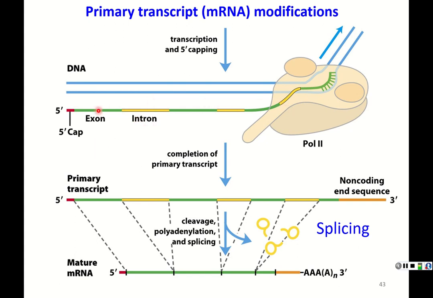So it turns out as this is being synthesized, these introns are being spliced out. And what's left at the very end is going to be a mature messenger RNA that has only the exons in it. All the introns have been cut out, and it has a 5' cap and a poly A tail at the 3'. And so that poly A tail is what's referred to as a non-coding end sequence. So that's not going to be translated into protein.